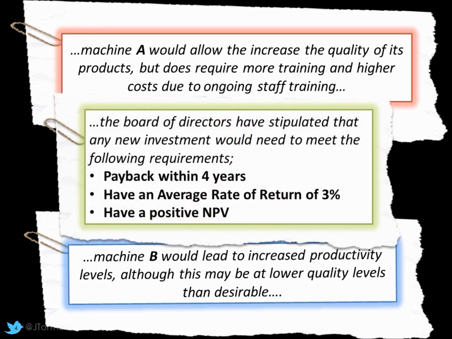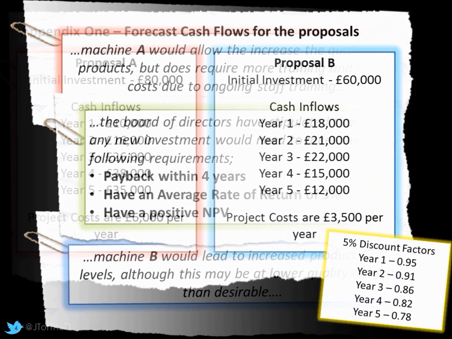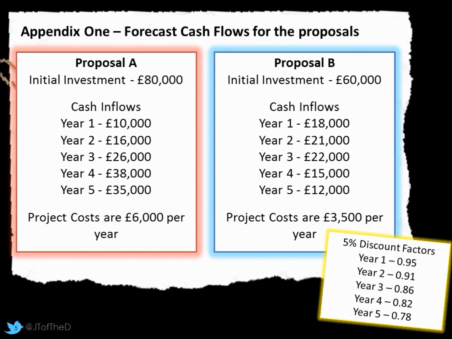The board of directors have actually stipulated some targets for investment appraisal. Anything the company invests in must pay back within 4 years, must have an average rate of return of at least 3%, and a positive net present value. So what have we got for our different options? Proposal A requires an outlay of 80,000. We're assuming the company can borrow this, can access that sort of sum of money. You've got the inflows and other information here. And proposal B would cost you 60,000, slightly cheaper, and here's the information for that one.